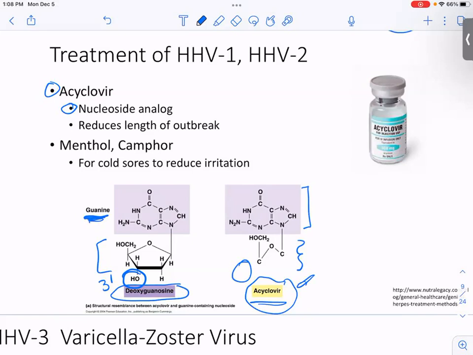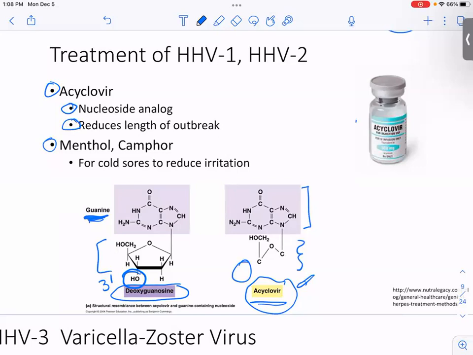So that's a drug that's given in lots of different forms. It's given as a cream, it's given orally, it can be given by injection to just try to reduce the length of outbreaks that a patient experiences. In terms of cold sores, there's some over-the-counter stuff like menthol and camphor, just to kind of reduce that irritation there. There are some prescription medications that I was reading a little bit about, but you have to apply them like 5 times a day, and it only makes it heal maybe a day faster. So they're not terribly effective.